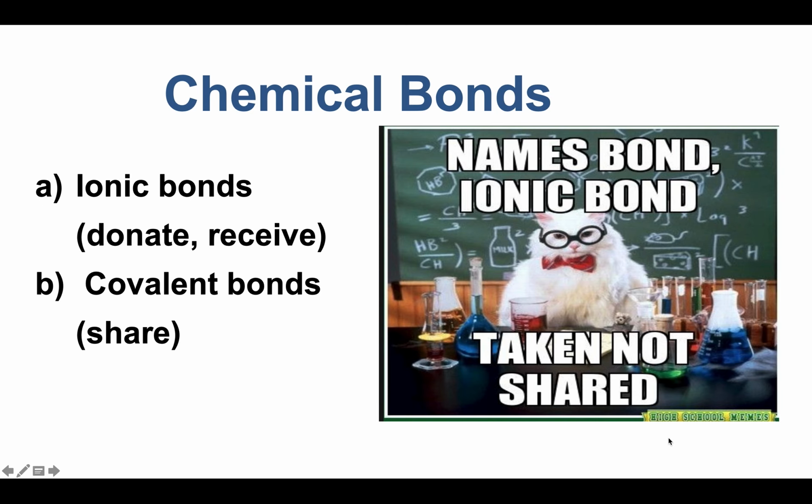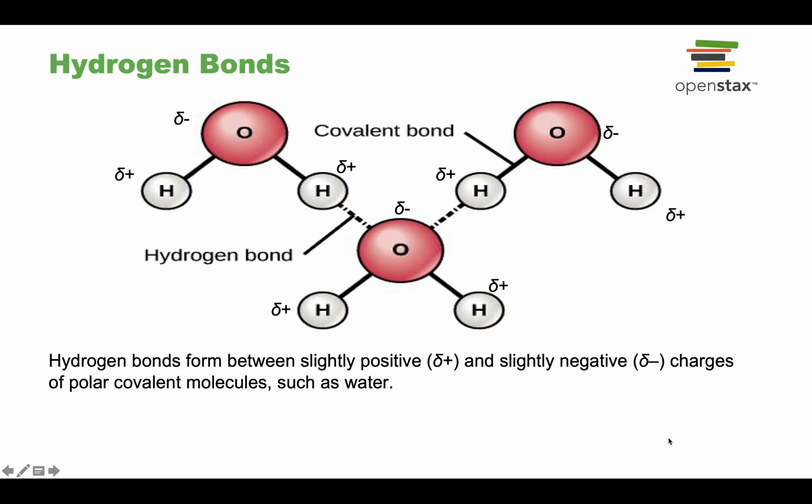We learned about covalent bonds, which involves sharing electrons. One thing we didn't talk about is hydrogen bonds. So what are hydrogen bonds? Hydrogen bonds are, compared to ionic and covalent bonds, weaker bonds, and they're transient. Hydrogen bonds, as the name implies, happen between a hydrogen atom that has a partial positive charge and another atom that has partial negative charge or even a complete charge.